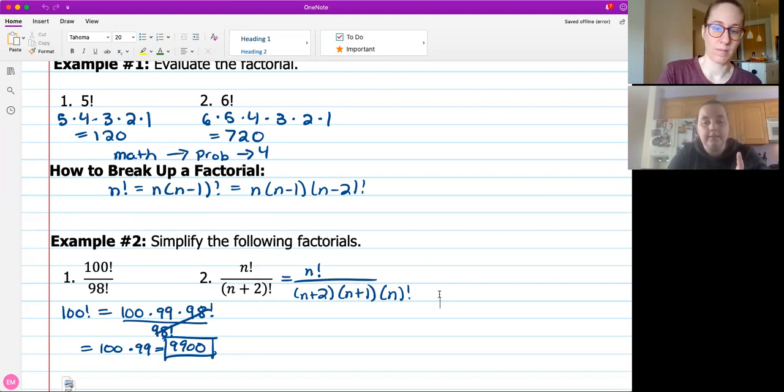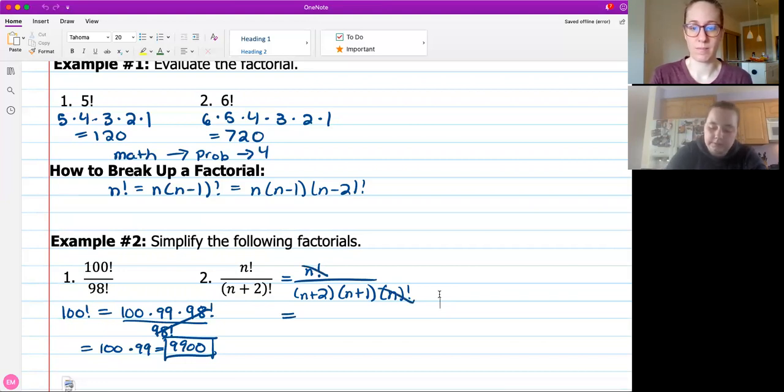And so remember, we have n factorial on both top and bottom, and those cancel out as well. So our simplified version of this would be n plus 1 over n plus 2 times n plus 1. And then we multiply that out and we get n squared plus 3n plus 2.